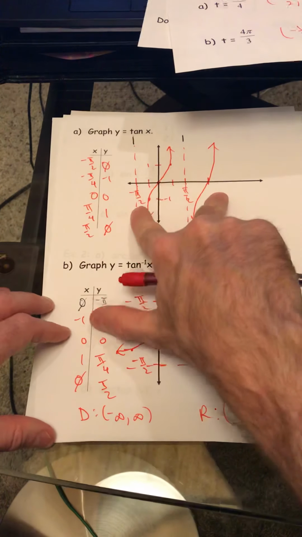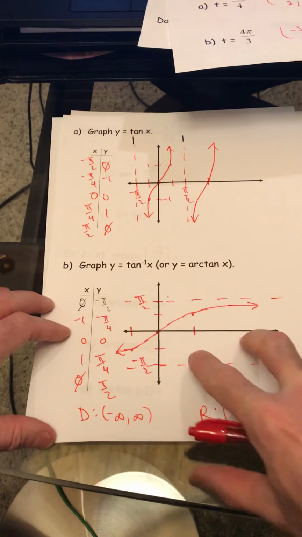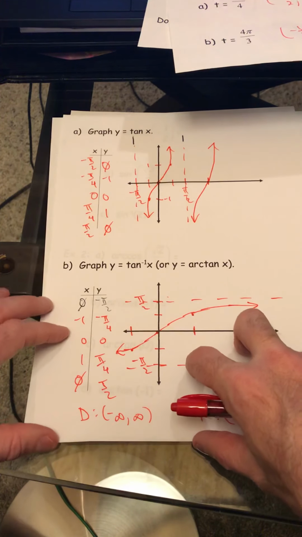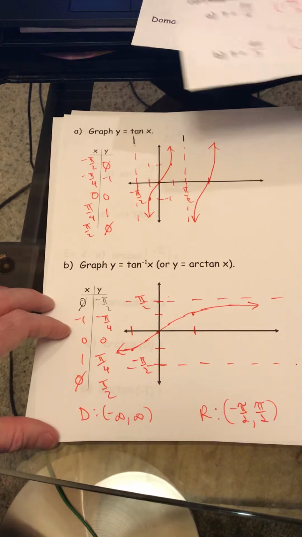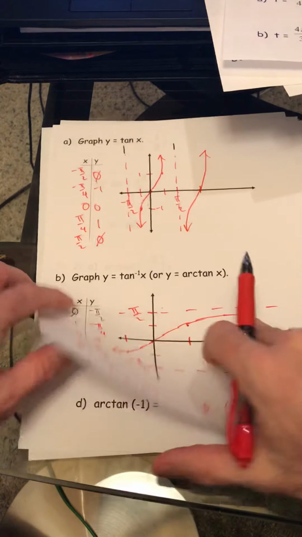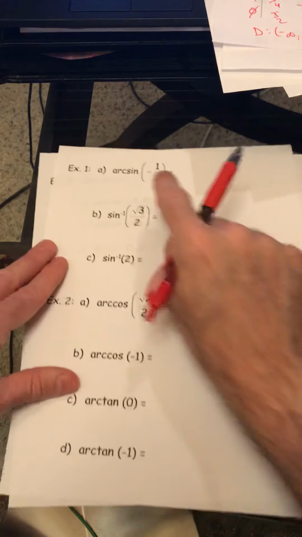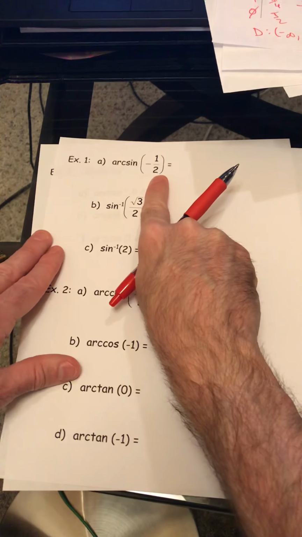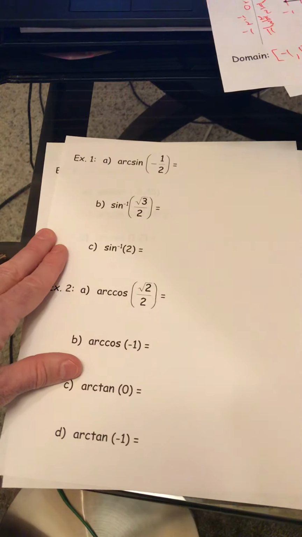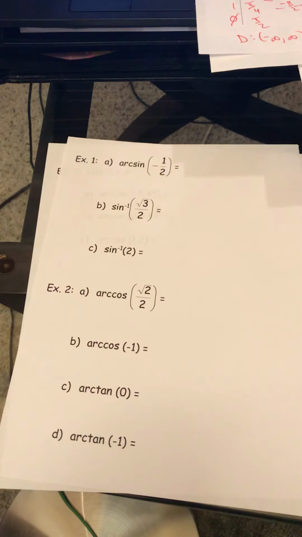So, we always go over the 3 inverse graphs. You will not be asked to graph those. You will be asked to be able to use these 3 functions. So, if we now come in and ask you for the arcsine of negative 1/2, well, here is how these all work.